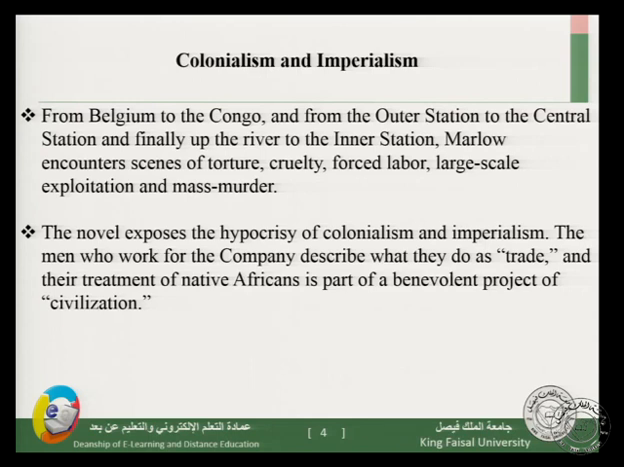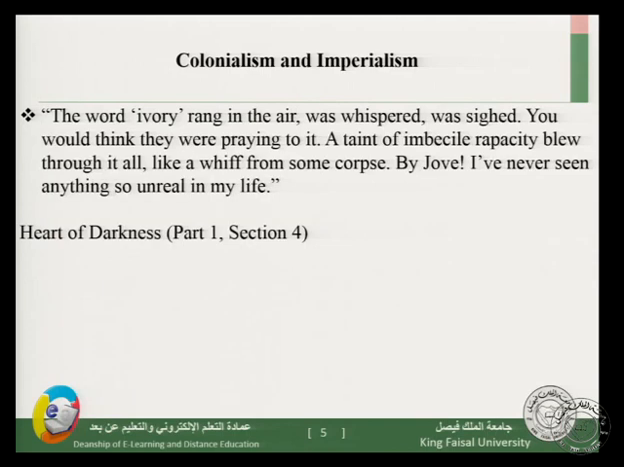The novel exposes the hypocrisy of colonialism and imperialism. The men who work for the company describe what they do as trade, right? When Marlowe travels from the outer station to the inner station, the Europeans that he meets and talks to describe what they do as trade. And their treatment of the native Africans, they say, is part of a benevolent, well-meaning project of civilization. But the reality is completely different.